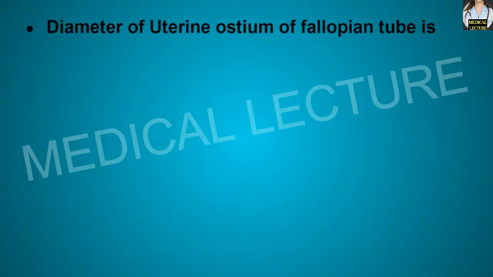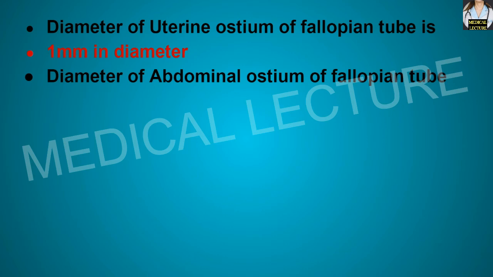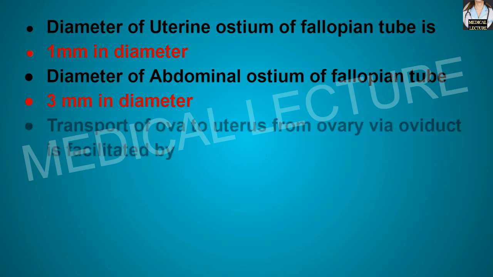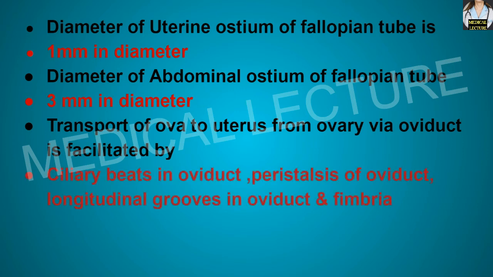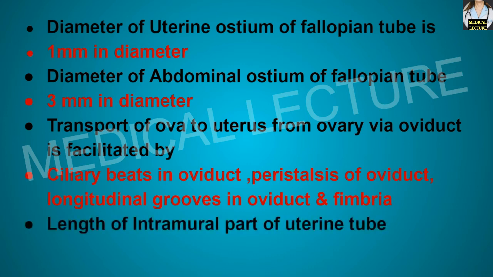Diameter of the uterine ostium of the fallopian tube is about 1 mm. Diameter of the abdominal ostium of the fallopian tube is about 3 mm. Transport of the ova to the uterus from the ovary by the oviduct is facilitated by ciliary beating in the oviduct, peristalsis of the oviduct, and longitudinal grooves in the oviduct and fimbria. What is the length of the intramural part of the uterine tube? It is about 1 centimeter in length.